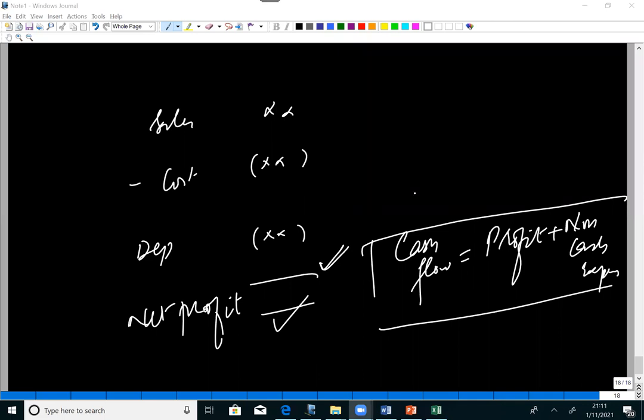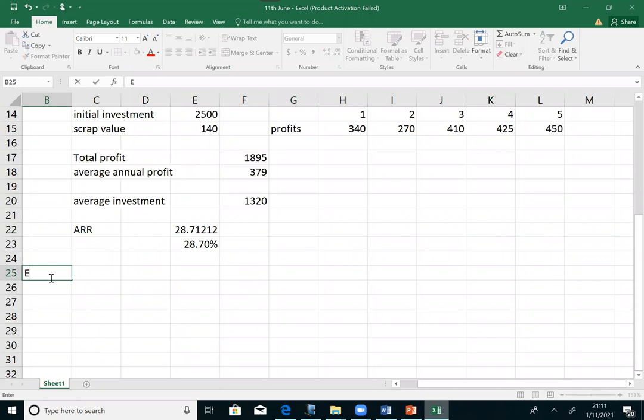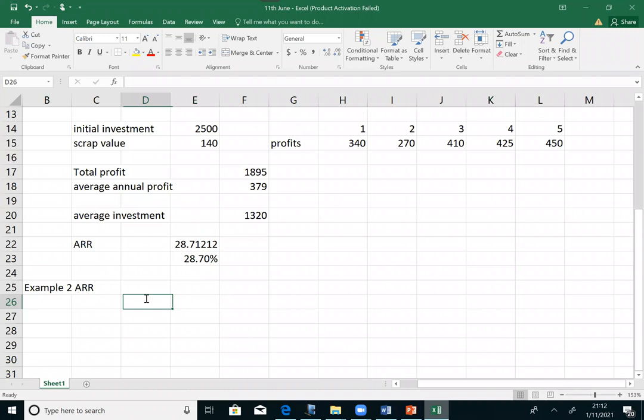All right, let us proceed further. For example, let me write a question here. Another example, example two on the ARR. Initial investment is equal to 90 million. Scrap value is 10 million.